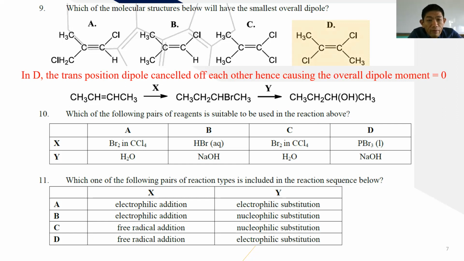Number 10. When you have this structure here, you react with X, you form 2-bromobutane. When you react with Y, you form butan-2-ol. So which of the following pair could be X and Y? So in here, you are undergoing addition reaction of HBr. So the first one, X, is probably HBr. But then in here, you undergo nucleophilic substitution reactions, where probably the best is sodium hydroxide. So the best answer in here is B.